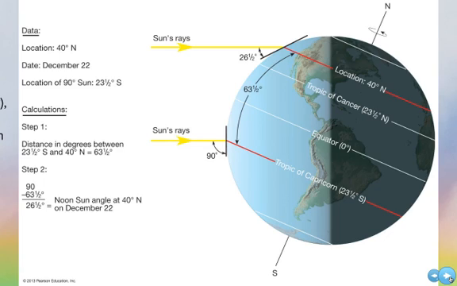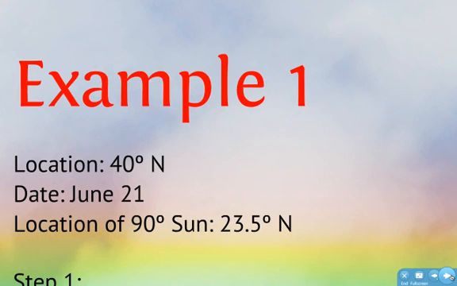So, here is figure 2.6 that the book is referring to. There's even an example right there in the image over on the left. We'll actually go through that same example in just a bit. For the first example, however, we will use a location of 40 degrees north and find the noon sun angle for June 21st, or the summer solstice.